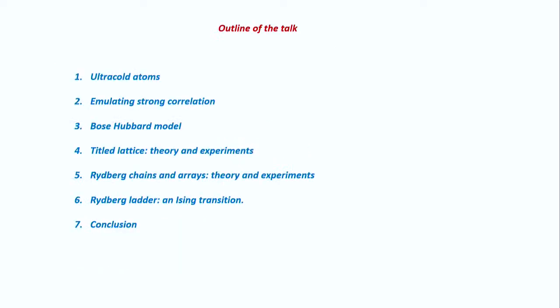So here's a brief outline of the talk. First I'm going to talk a bit about this system of ultra-cold atoms and just give you an idea about how we emulate strong correlations there using just atoms and light, and in particular how it leads to the Bose-Hubbard model, which is the paradigmatic model in the field when it comes to bosonic atoms. And then I'm going to go into several other topics, the tilted lattice, the Rydberg chains, and the Rydberg ladder, if I have time. Each of these emulates some strongly correlated model, which has its own phase transitions and other things. And I'm going to tell you how theory and experiments run hand in hand in explaining these features. Okay. And at any point, if any of you have any questions, please stop me and ask.